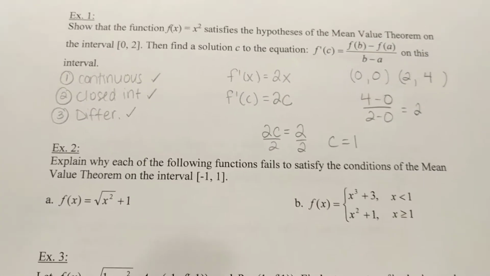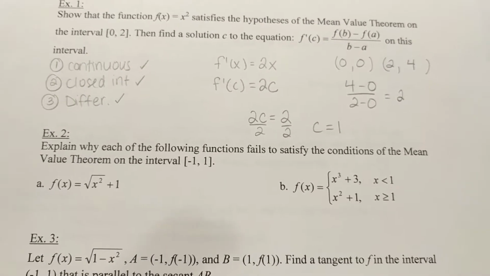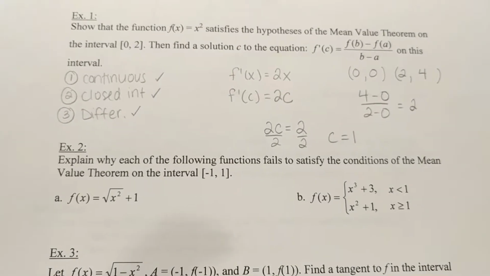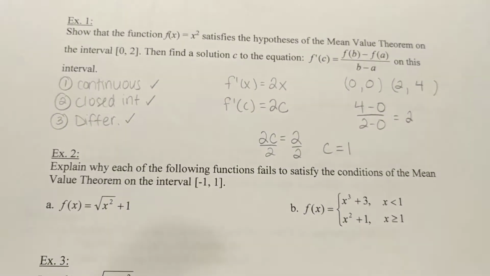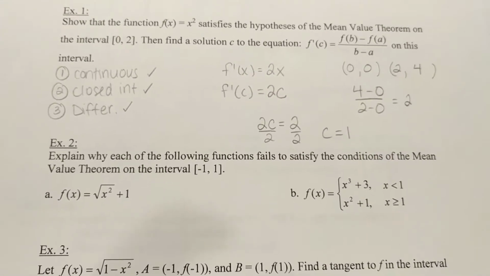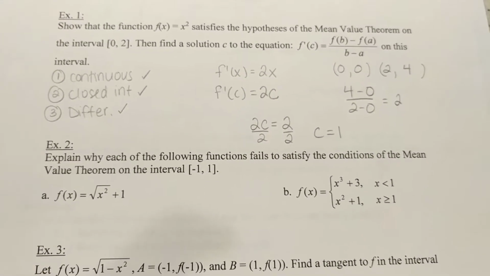So in example 2, I want you to investigate each one of these. We'll do A first. Where does this one not work for mean value theorem? Which condition does it fail to satisfy? So take a moment and look at this one.